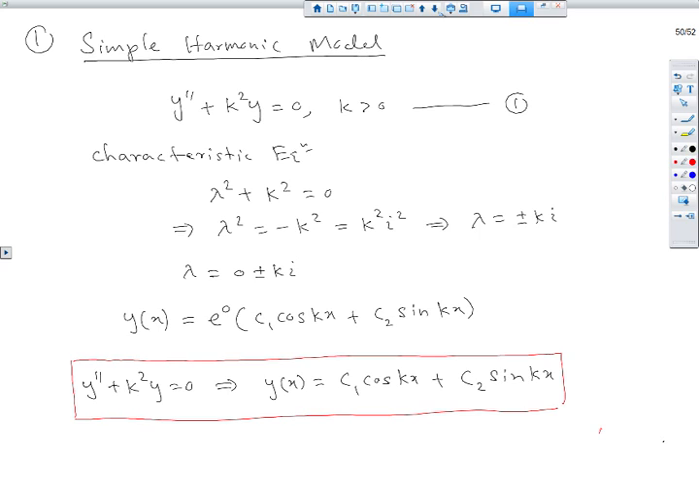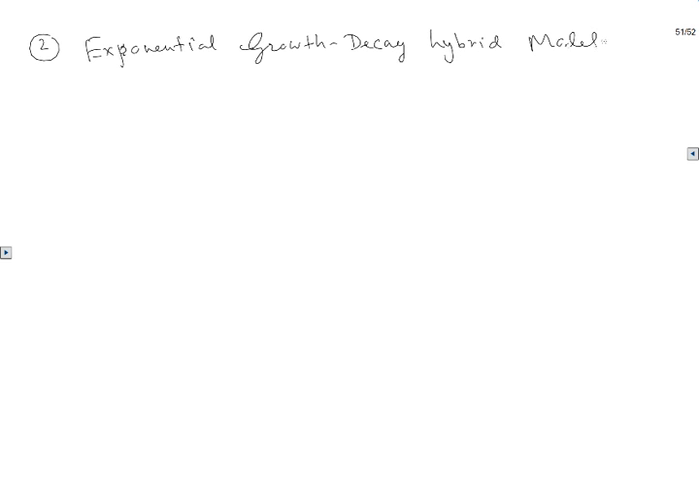So the second equation is what we call the exponential growth and decay hybrid model. And the reason for this naming will be very clear after we derive the formula.